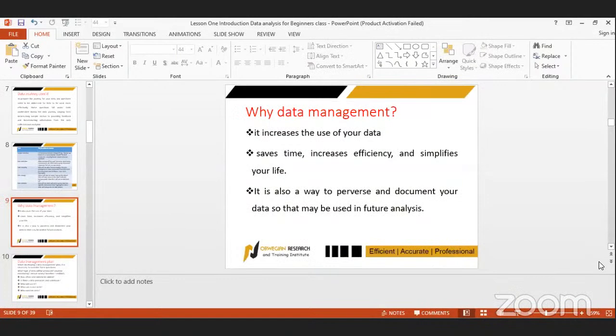Then why do we expect to do data management? Now, data management is important because it increases the use of my data. It will save me time, increase efficiency, and simplify your work. So these are now the reasons why conducting data management is very useful for each and every person who is conducting research.